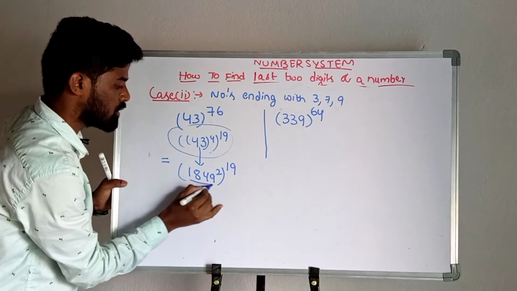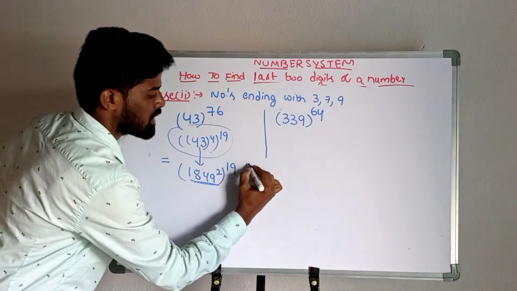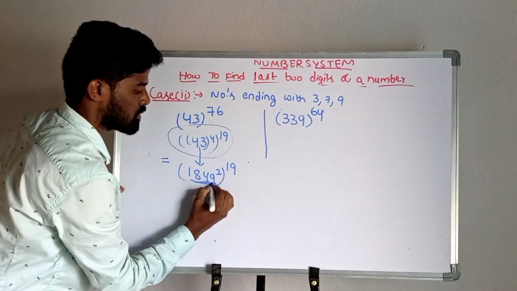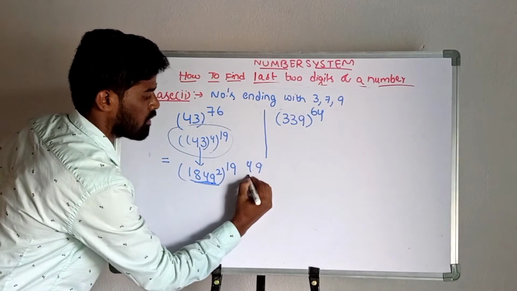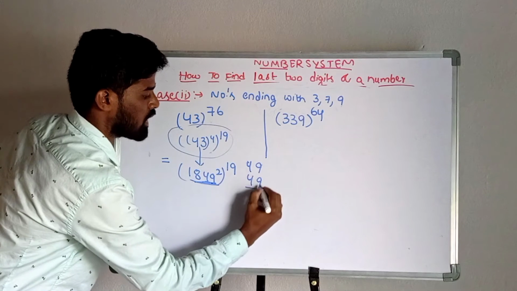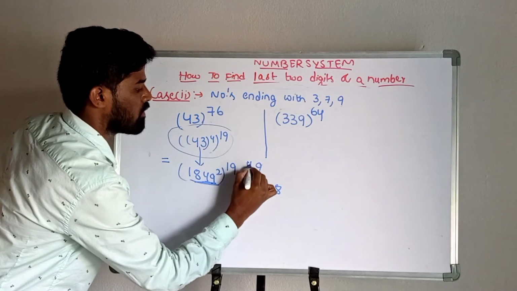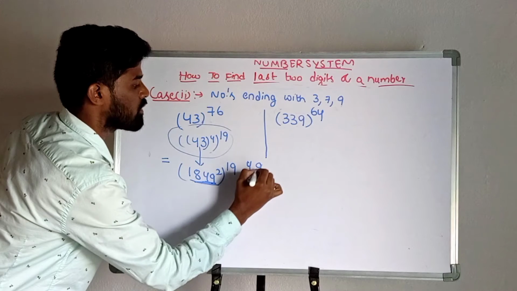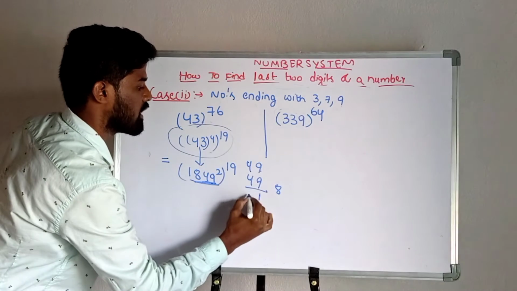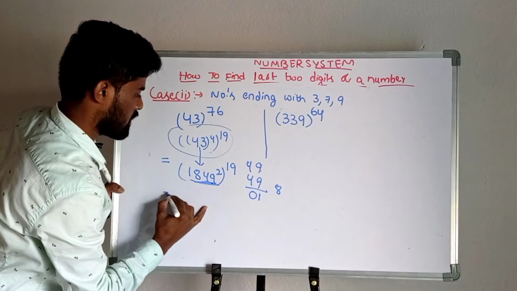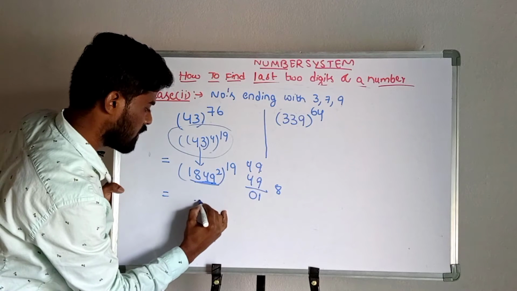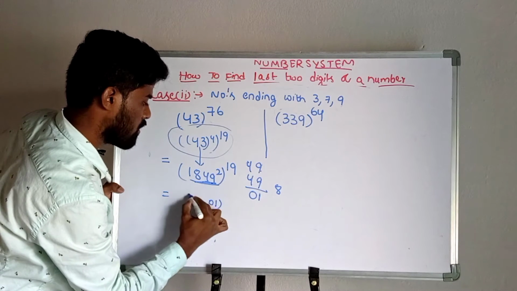For finding the last two digits of this number, we use the cross multiplication system. First take the last two digits of the two numbers, 49, 49. 9 into 9, 81. 4 into 9, 36, plus 4 into 9, 36, 72, plus 8, 80, write 0 here. That means this number ends with 0, 1, whole power 19.